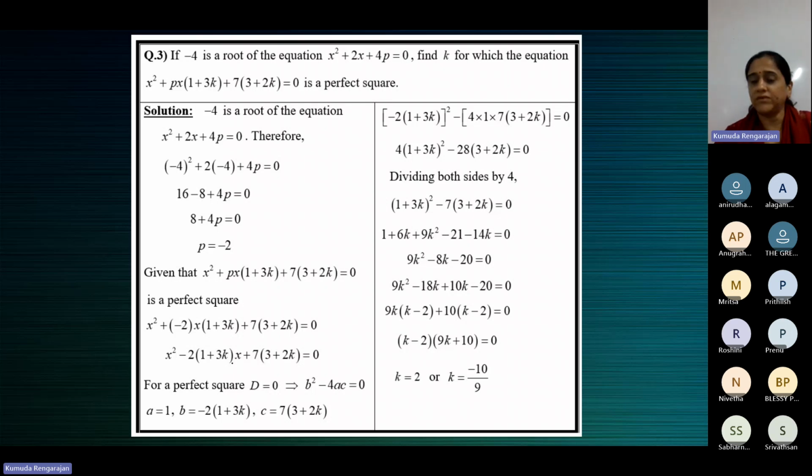Now, it's given that this is a perfect square. So D is equal to 0, or b squared minus 4ac is equal to 0. Now, what's the value of a? 1. What's the value of b? Minus 2 into 1 plus 3k. Take away this x, the rest of it is b. Take away x squared, so a is 1. Take away this x, this is b: minus 2 into 1 plus 3k is b. And c is everything else, meaning the term that does not have x or x squared. That entire thing is a constant, c.